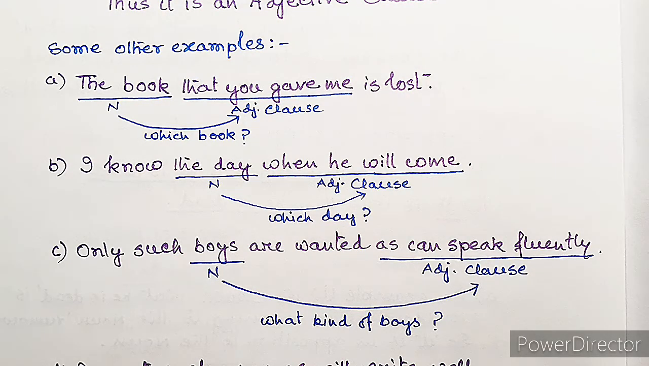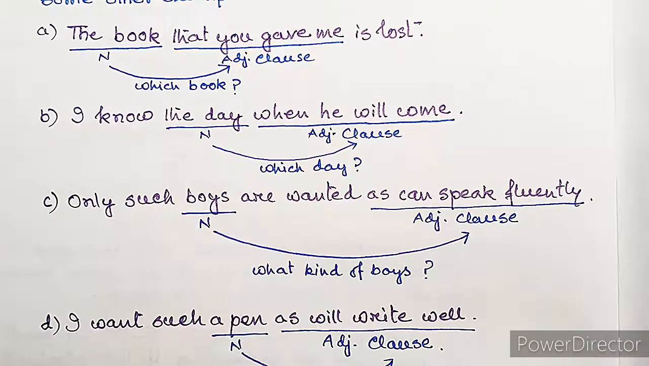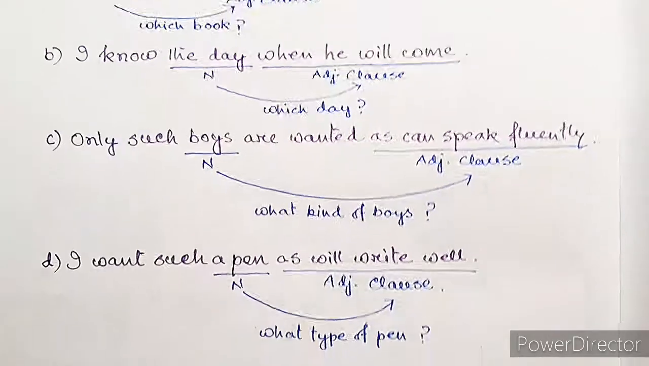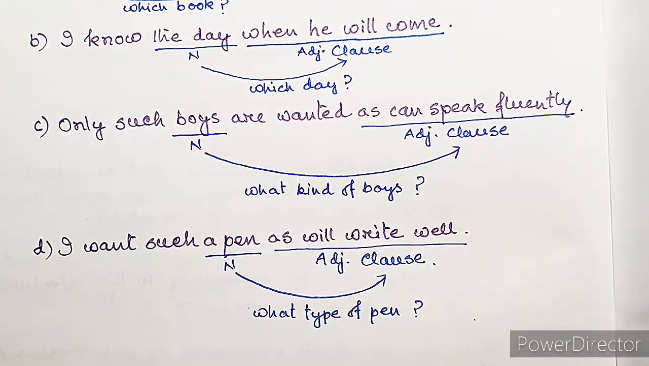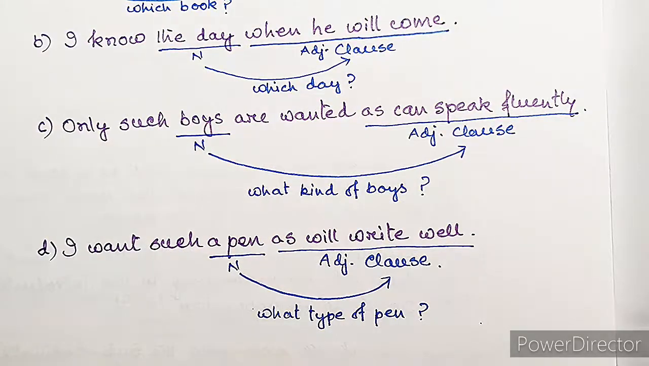In example B, I know the day when he will come. Here the subordinate clause when he will come describes the noun the day. In example C, only such boys are wanted as can speak fluently. In this example, the subordinate clause as can speak fluently describes the noun boys. In example D, I want such a pen as will write well. Here the subordinate clause as will write well describes the noun a pen. So these all are adjective clauses.